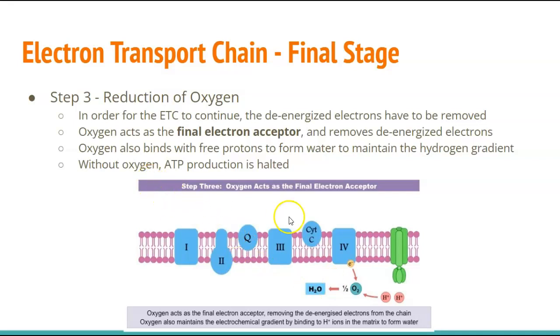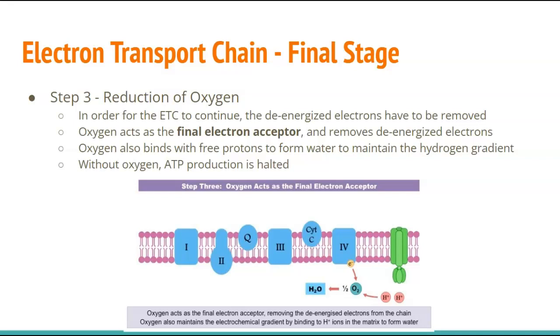And so oxygen acts as the final electron acceptor. So this oxygen right here that you see will pick up this de-energized electron. It will also bind with the hydrogen ions that are being diffused through ATP synthase, and it will form water. When it forms water, it helps to maintain the gradient so that it doesn't get out of whack and it doesn't sort of mess with the process that the ETC will typically go through.